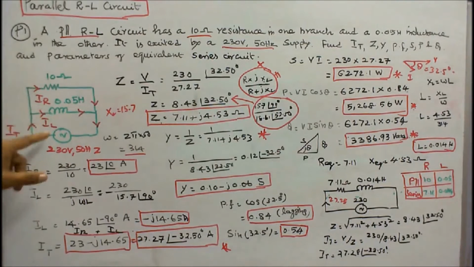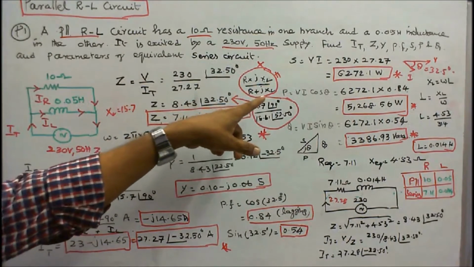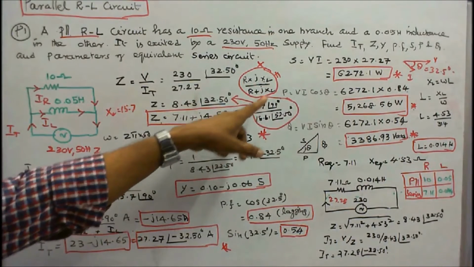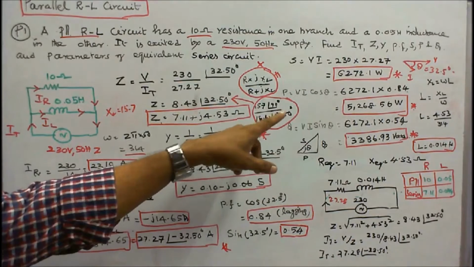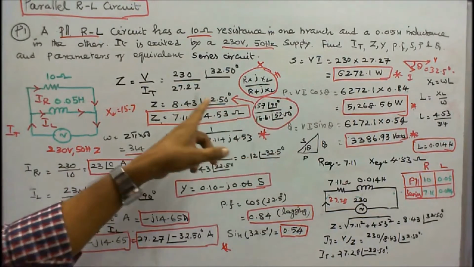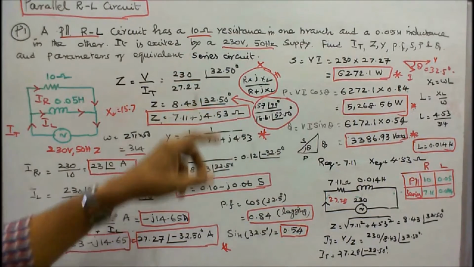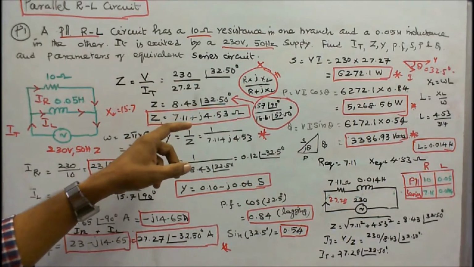The next is parameters of equivalent series circuit. These two are connected in parallel. R1 into R2 divided by R1 plus R2. Here, R into jXL divided by R plus jXL. That is equal to 157 angle 90 divided by 18.61 angle 57.50. 90 minus 57.50 is equal to 32.50. 157 divided by 18.61 is equal to 8.43.